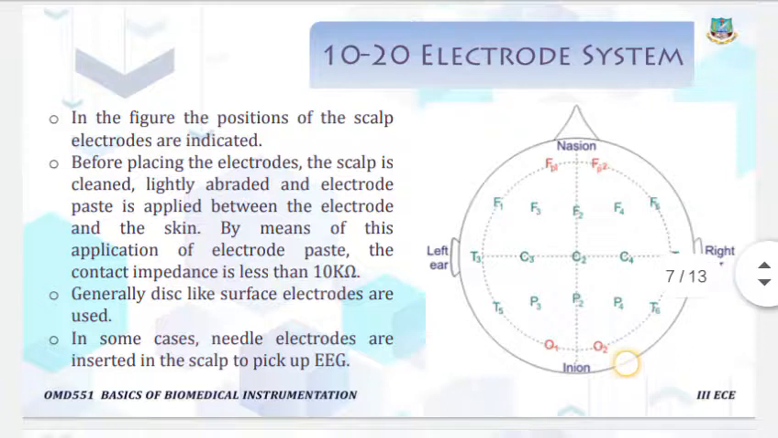This figure shows the 10-20 system on the top view of our head. In this figure, the positions of the scalp electrodes are indicated. This is the position where we place the scalp electrodes. Normally 21 electrodes are there. In this figure we can see 19 electrodes. Just wait a minute, I will discuss.